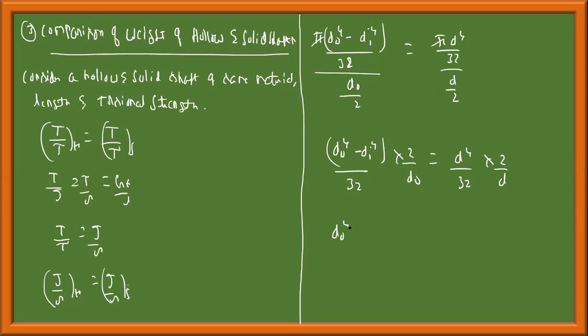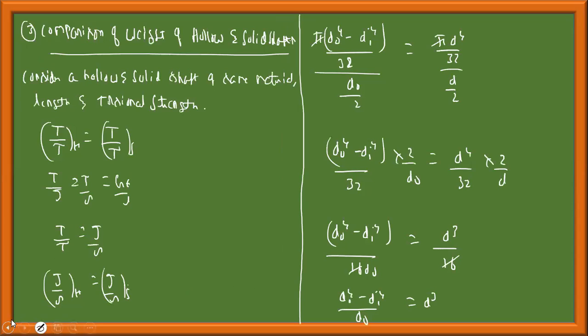d naught power 4 minus di power 4 by 16 d naught, which is equal to d cube by 16, or 16, 16 will cancel, or d naught power 4 minus di power 4 by d naught, which is equal to d cube. Let us go one step ahead. d naught power 4 minus di power 4 by d naught, which is equal to d cube, right? d naught power 4 minus di power 4 by d naught is equal to d cube.